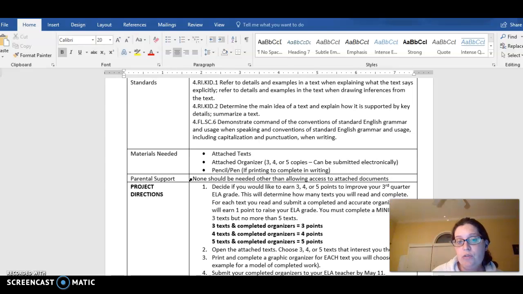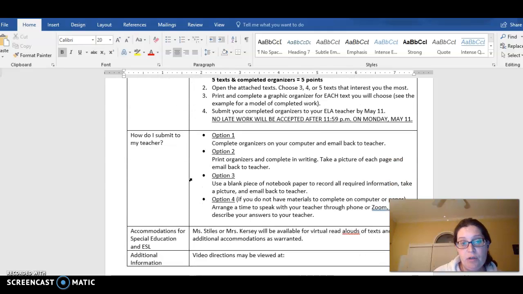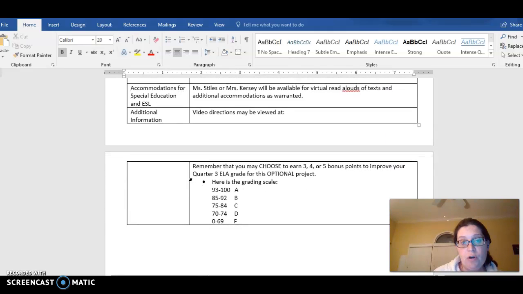What you're going to do is read some texts, and you can choose to read 3, 4, or 5 of the texts. You actually are going to have 10 to choose from, that I'm going to show you in a moment. And what you need to decide is how many bonus points would you like to have added to your grade. So I'm going to scroll down for you here. I'll go over the rest of this in a minute.